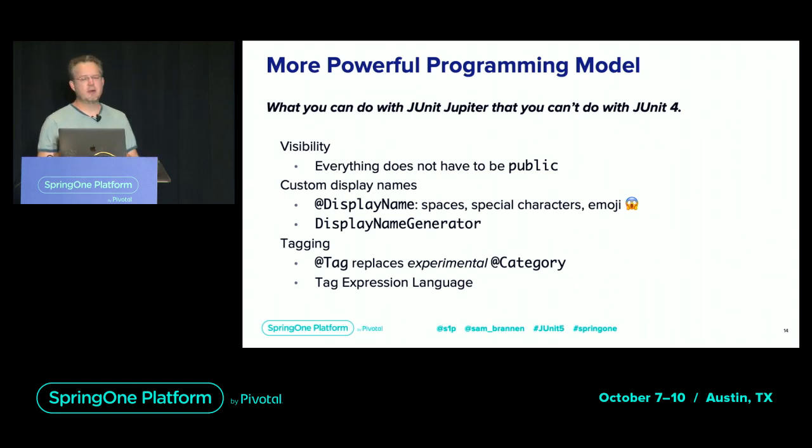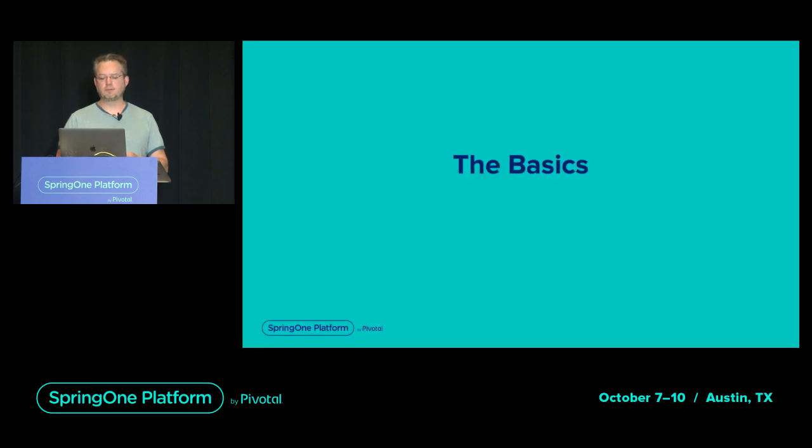Tagging. There were categories that were experimental in JUnit 4. We have official support for tags in JUnit 5 on the platform in general, and also in Jupiter. And we have a tag expression language, so it's very powerful. You can say, I want things tagged with this and this, or this, but not this, and things like that.